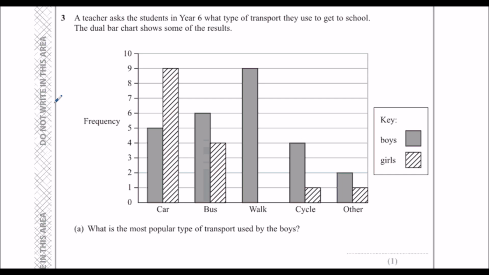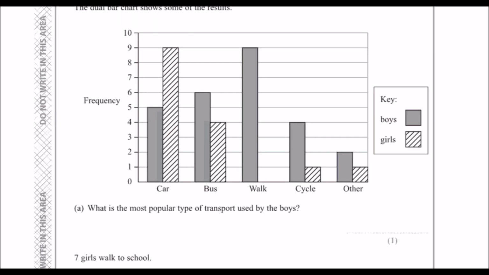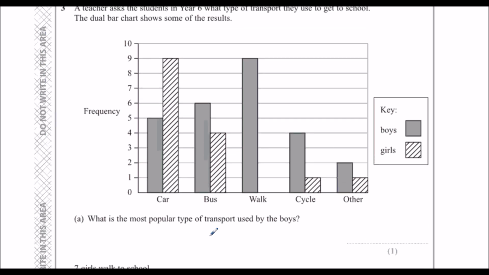Okay, question 3. A teacher asks the students in year 6 what type of transport they use to get to school. The dual bar chart shows some of the results. So we've got car, bus, walk, cycle and other. And boys are fully shaded and girls are the line shaded. So what's the most popular type of transport used by the boys? So that's the fully shaded. Which one's the highest? It's walking. So we can write walk or walking, doesn't matter which one.